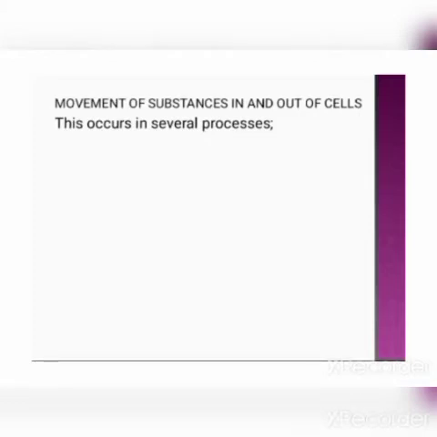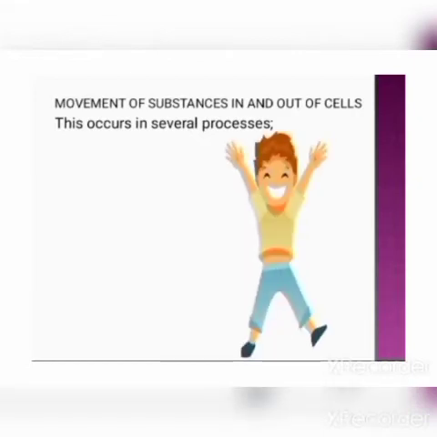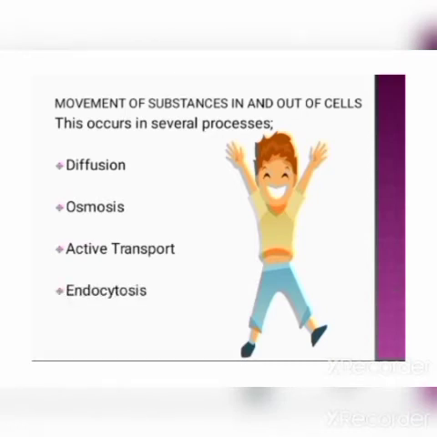Movement of substances in and out of cells occurs in several processes. Examples of these are diffusion, osmosis, active transport, endocytosis, and exocytosis.